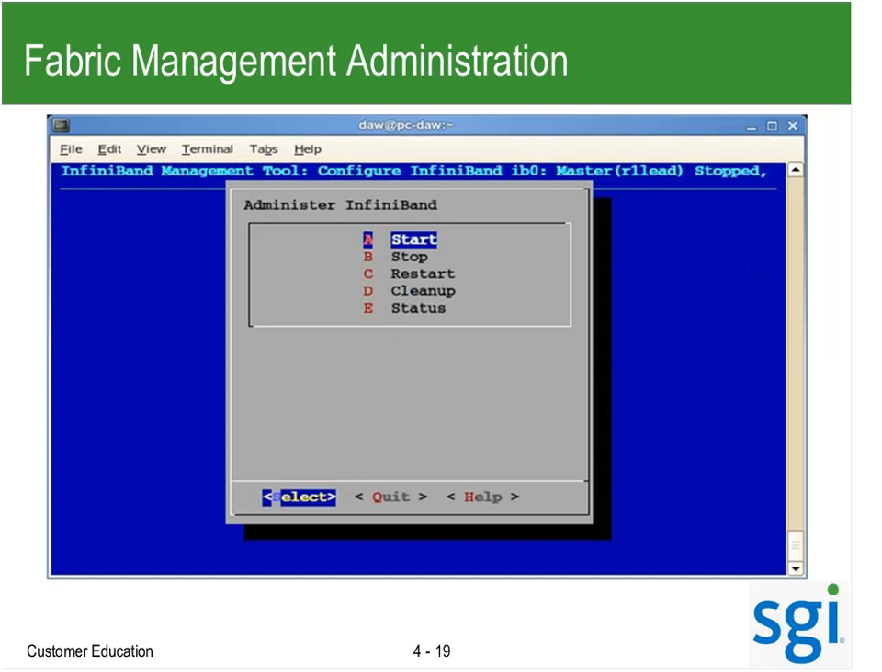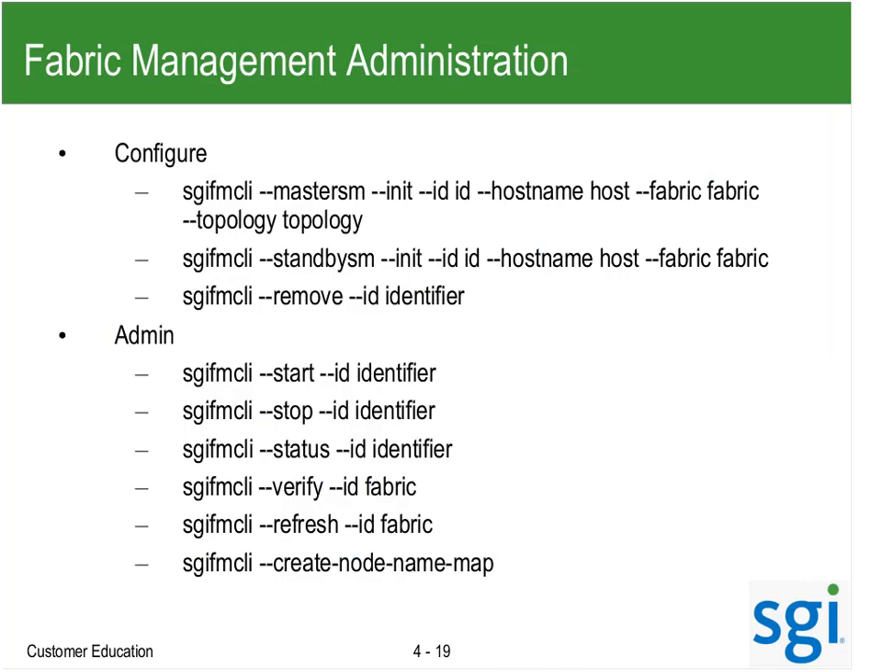After that, I go into admin, and now I'm going to do a start to the fabric and select start, stop, restart. A cleanup is a sweep where we rebuild the routing tables in case some nodes have gone down or something. And we can also get status. Is the OpenSM daemon running, for example?